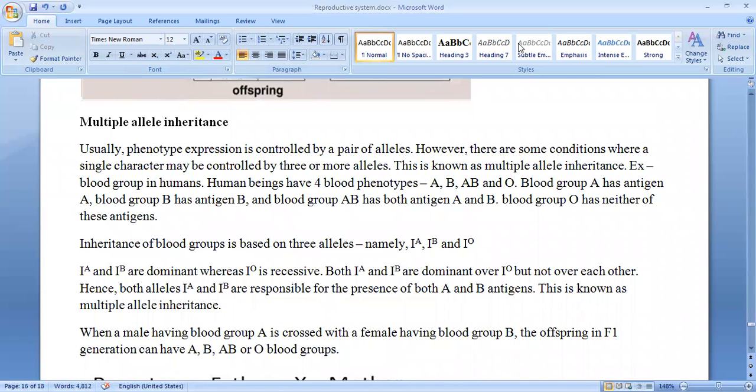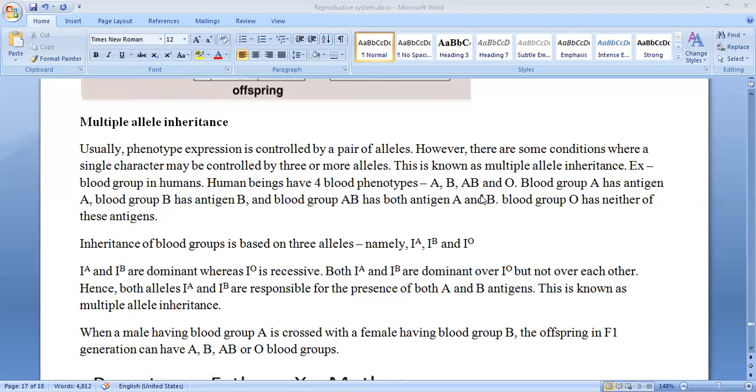Then we have the next type of inheritance pattern, which is called as the multiple allele inheritance. So this we can understand by understanding the example of blood groups in human beings. So generally there is a pair of alleles which will control the phenotype expression, but in certain conditions for one character there may be three or more alleles. So when this is the case, it is known as multiple allele inheritance. Now, in human beings, we know that there are four blood phenotypes which are present.